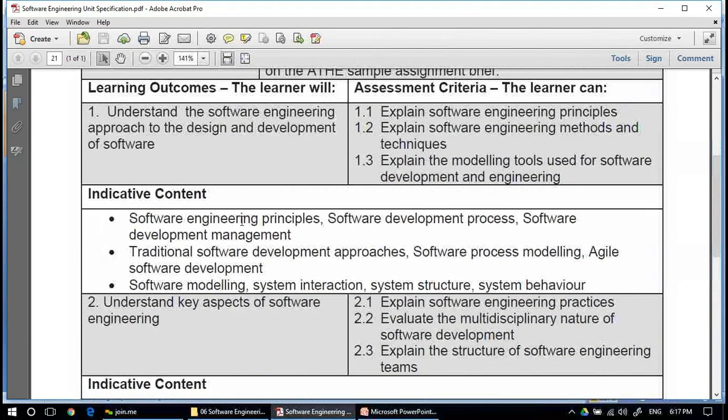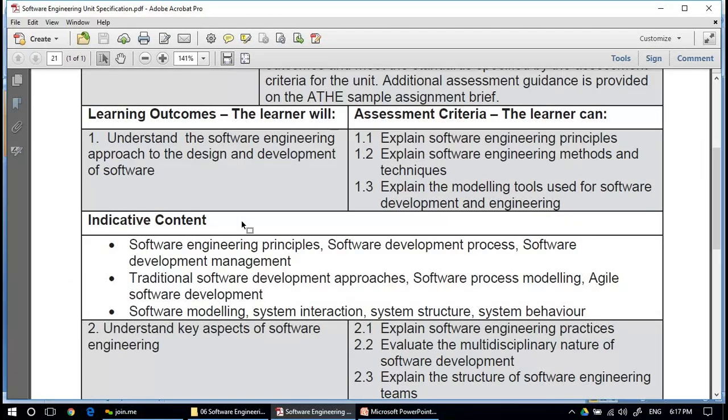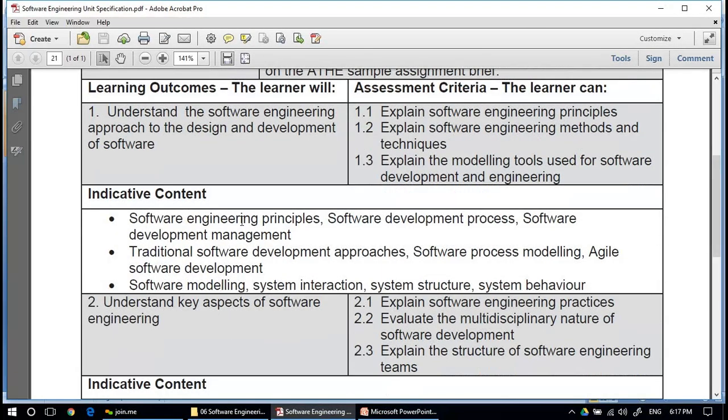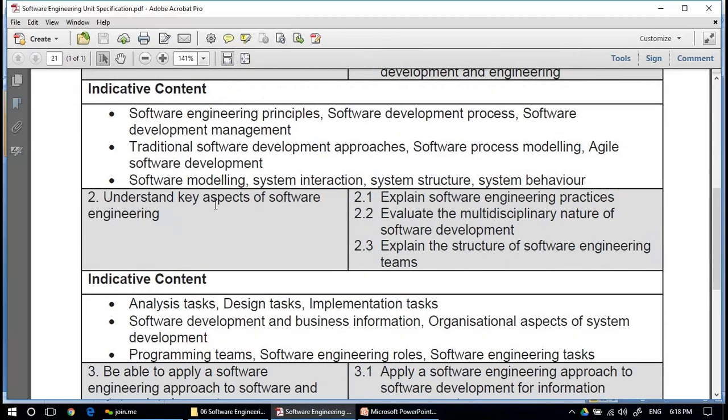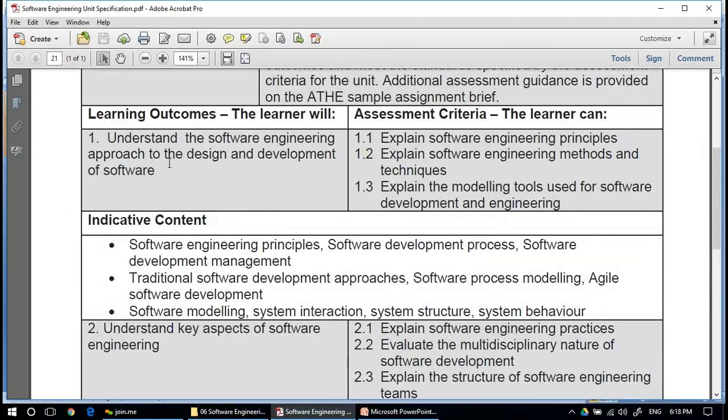So basically what I believe is this task should have been the first one, like key aspects of software engineering, and this one should have been second, but no worries.